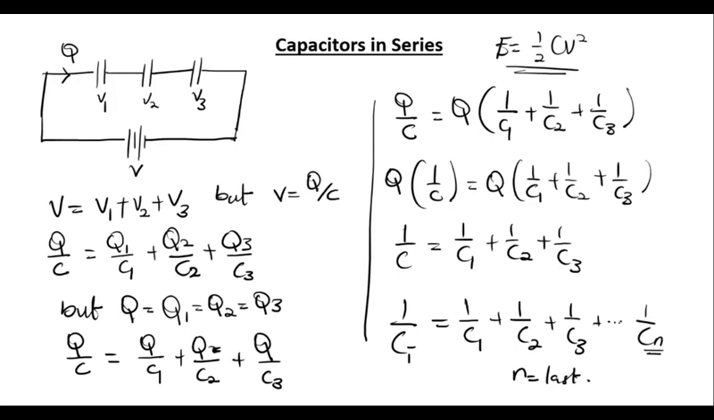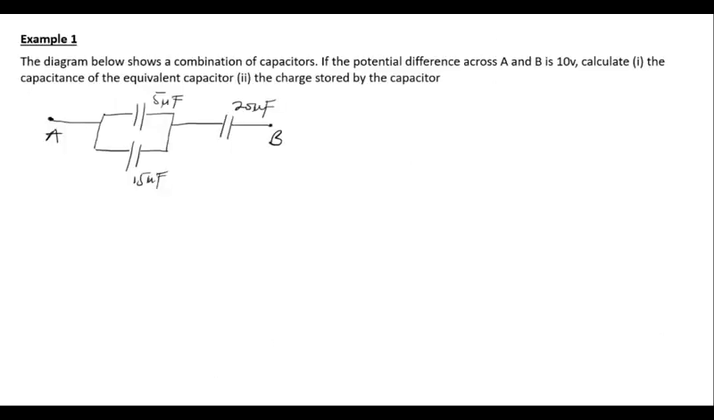So let's have a look at some examples. The diagram below shows a combination of capacitors. If the potential difference across A and B is 10 volts, calculate (i) the capacitance of the equivalent capacitor, (ii) the charge stored by the capacitor. Alright, so let's go ahead. For part (i), they said the potential difference across AB is equal to 10 volts. So we have to find the capacitance of the equivalent capacitor.